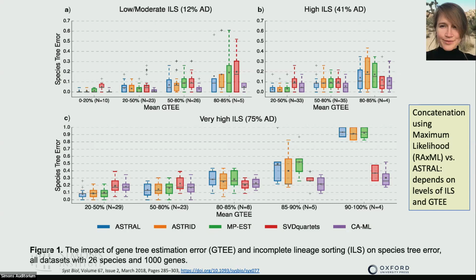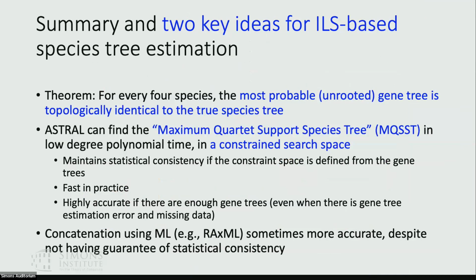So there is this issue about if you're going to choose a method, it depends upon the data. There's no theorem that can guide you, okay? It depends upon the data. Okay, summary of the lessons from ILS-based species tree estimation. For every 4 species, the most probable unrooted gene tree is the species tree. Astral takes advantage of that in a computationally efficient way by constraining the search space. But concatenation can be a competitive method. It can be more accurate. Those are the lessons about ILS.